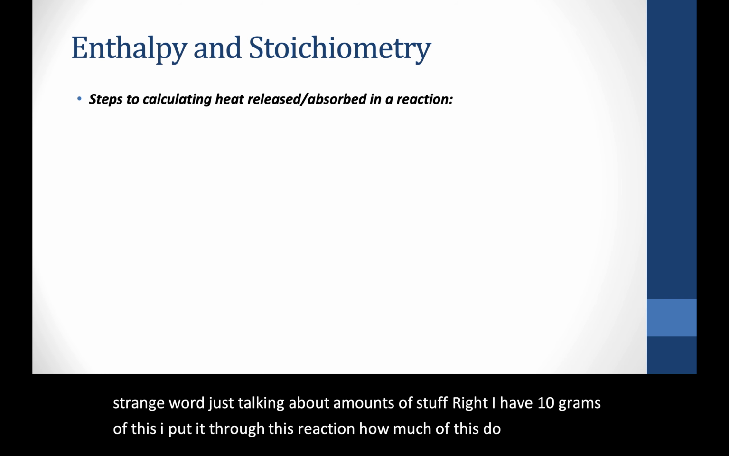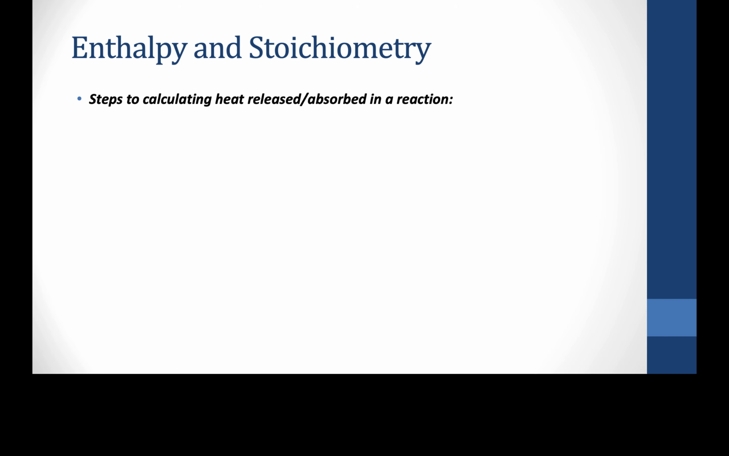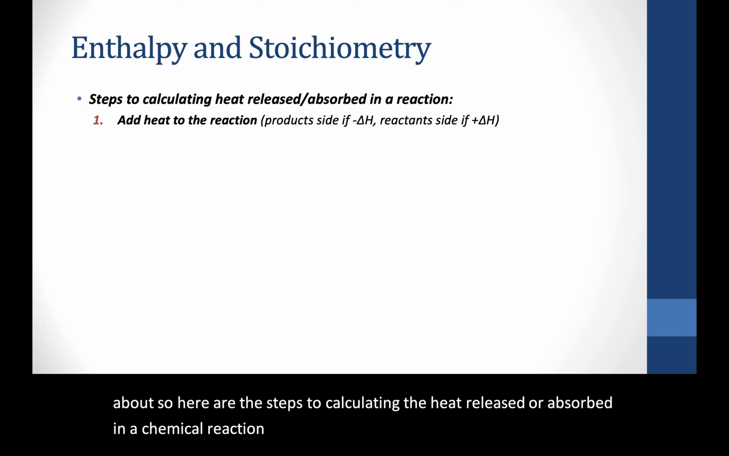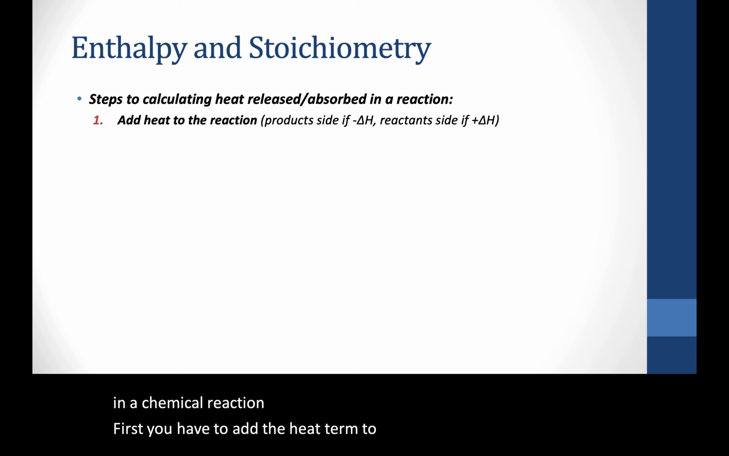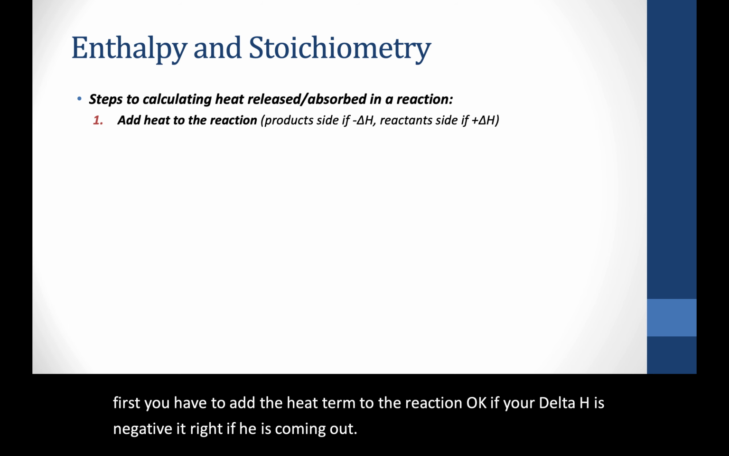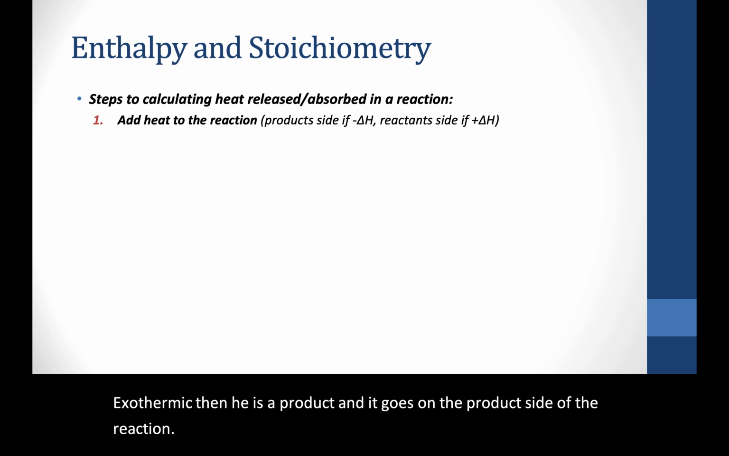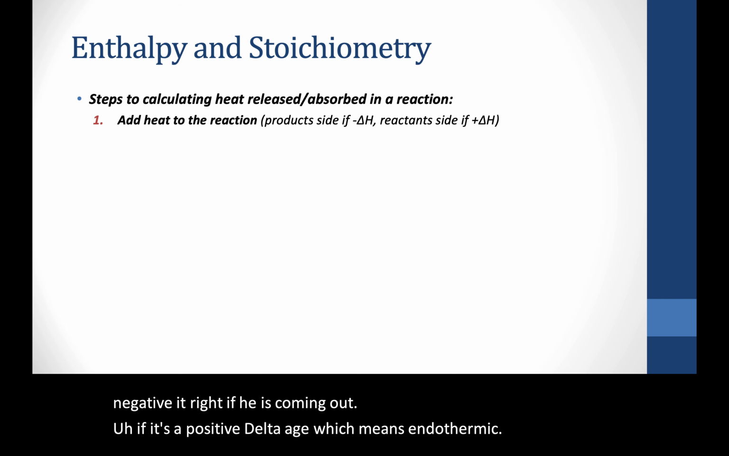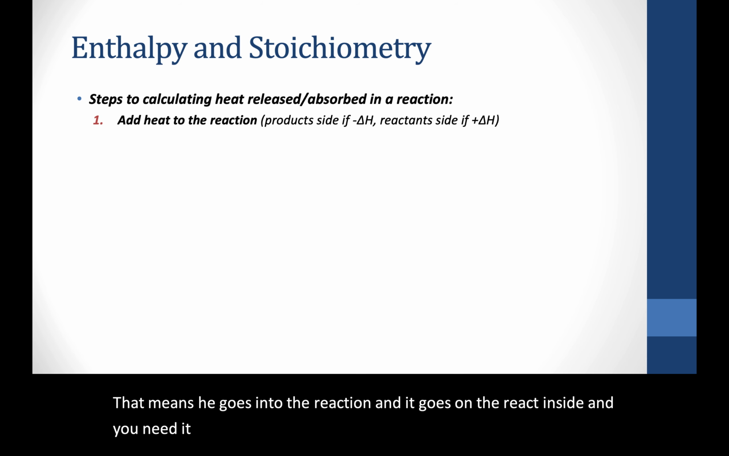So here are the steps to calculating the heat released or absorbed in a chemical reaction. First, you have to add the heat term to the reaction. If your delta H is negative, if heat is coming out, exothermic, then heat is a product and it goes on the product side of the reaction. If it's a positive delta H, which means endothermic, that means heat goes into the reaction and it goes on the reactant side. You need it. Reactants are things you need to start the reaction. In this case, you need energy.